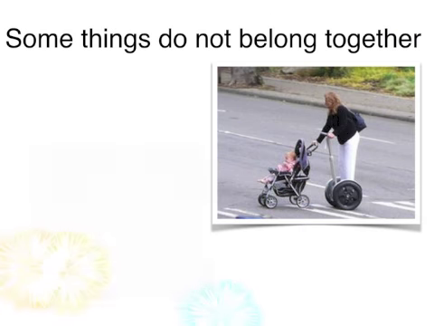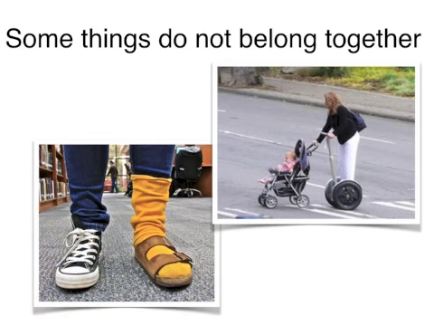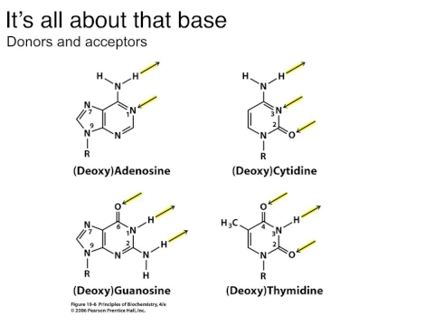Some things do not belong together, such as cytosine and adenine, and guanine and thymine. But sometimes mistakes happen, and we're going to go over some of the things that can cause mistakes that can give rise to mutations. And so when problems occur with mismatching and mutations, generally speaking, it's all about that base. Hydrogen bond donors and acceptors.